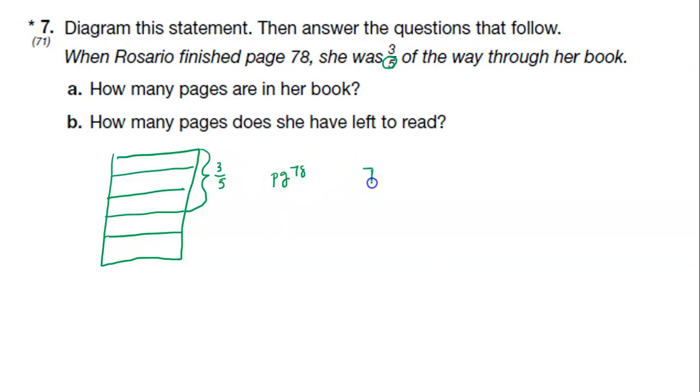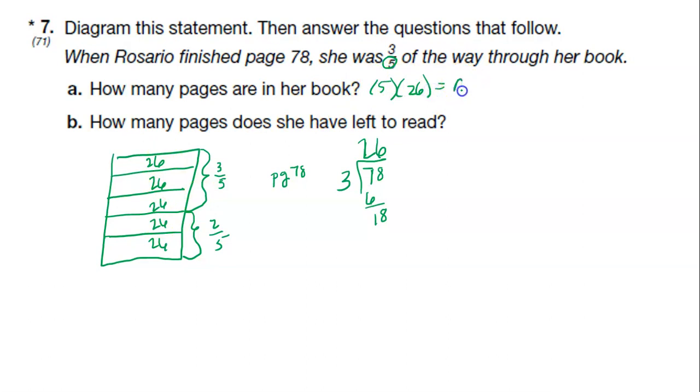So what I'm going to do is divide 78 by 3 to find out what goes in these boxes. So this is 26. So 26 goes in each of these boxes. Okay, we know that 2/5 is left to read. So let's see what the questions are. How many pages are in her book? You'll have to do 1, 2, 3, 4, 5 times 26 to find that out. And then how many pages does she have left to read? Just 2/5, so 2 times 26 is your answer.